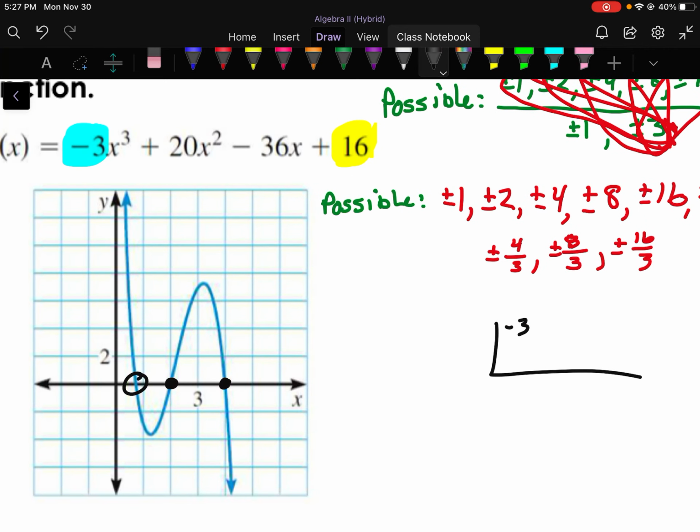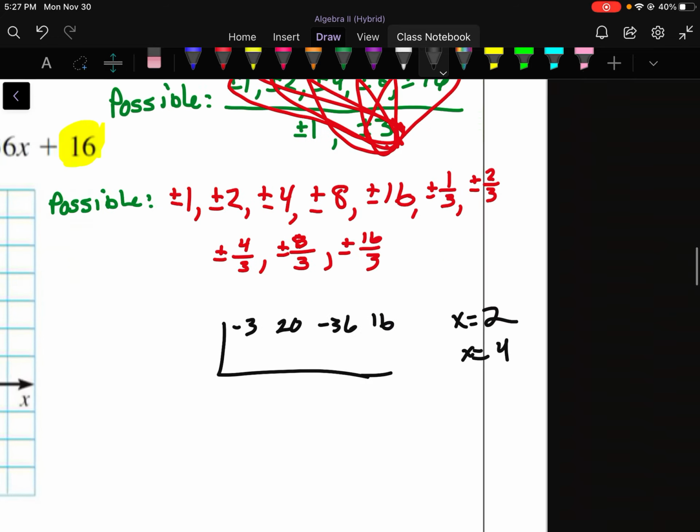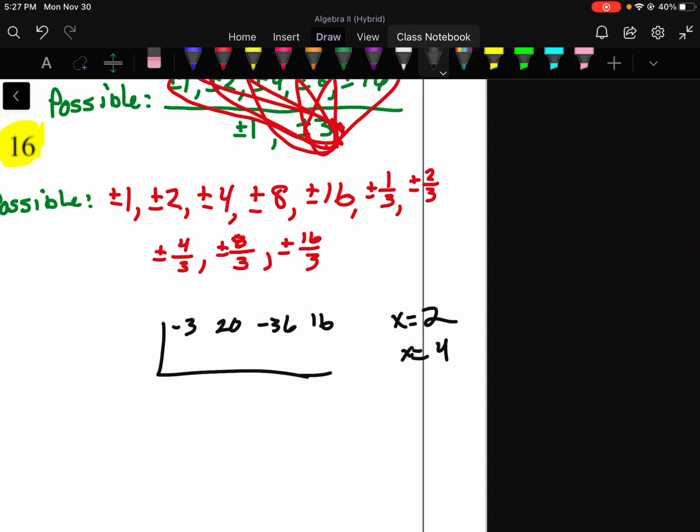So -3, 20, -36, and 16. And because you know that 2 and 4 are solutions, you can use either one. I'm going to use 2 because it's smaller, which means, again, I will get 0 here. I'm feeling pretty confident about that. So let's go ahead and do synthetic division.